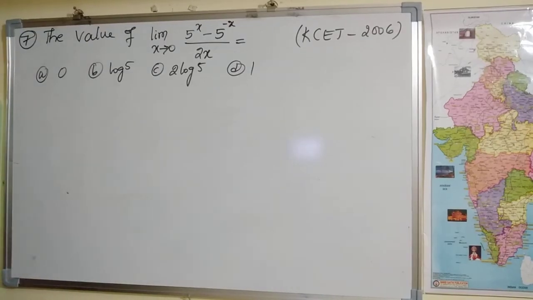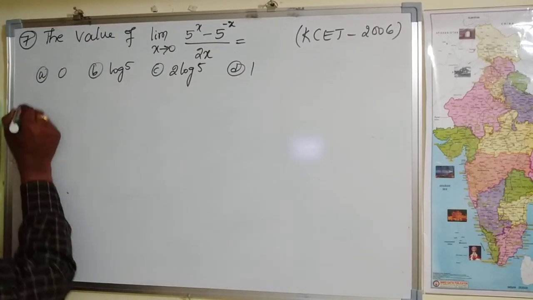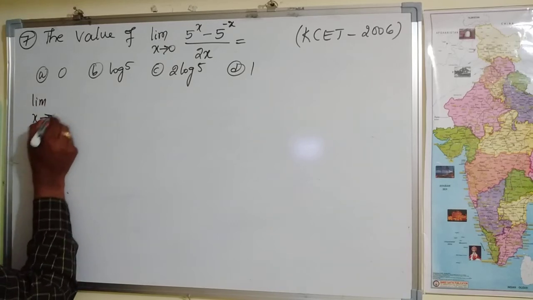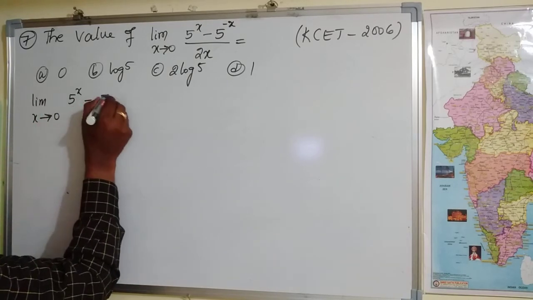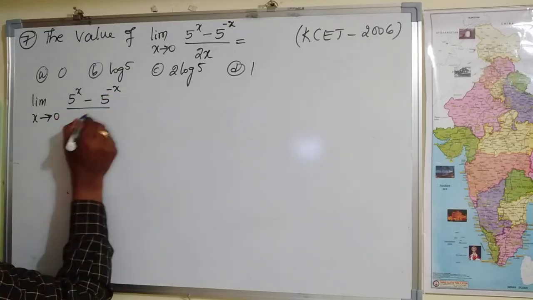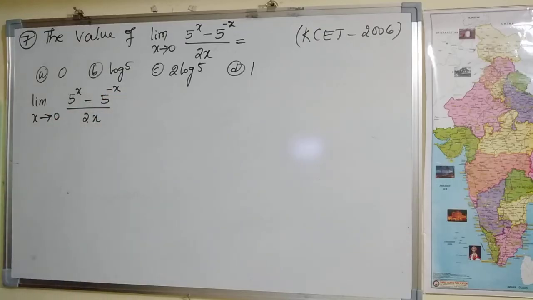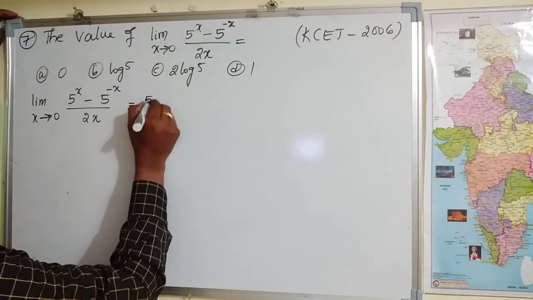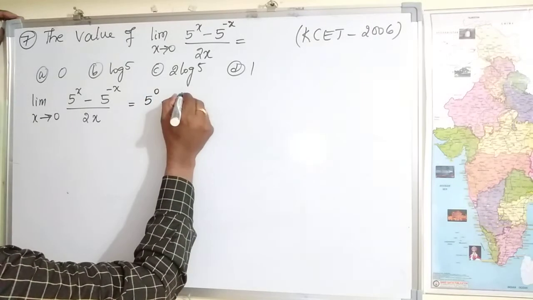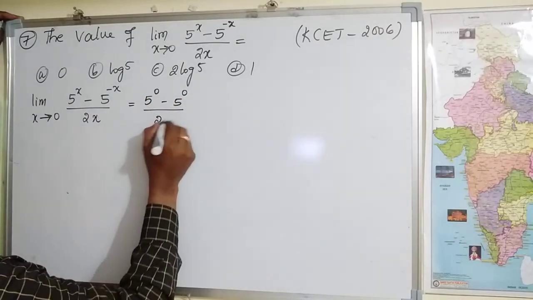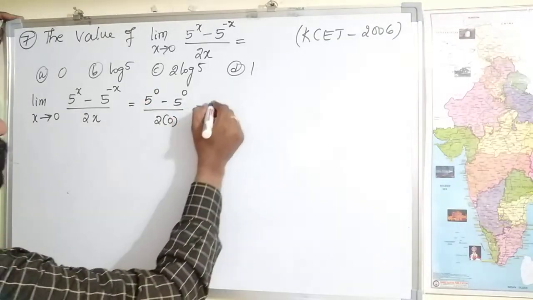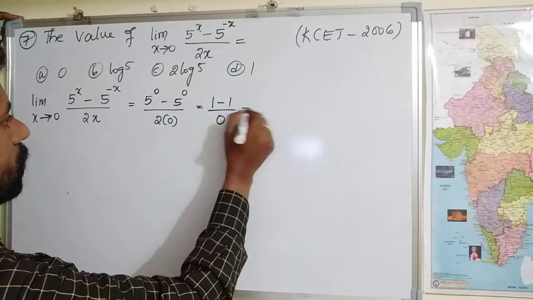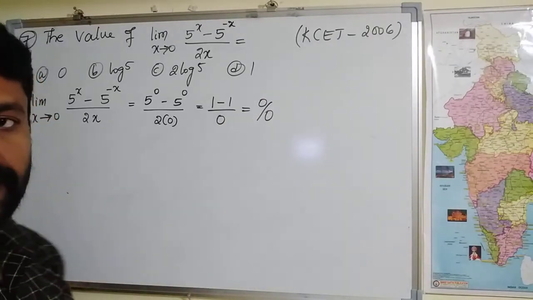See, here we have the example. The value of limit x tends to 0, 5 to the power x minus 5 to the power minus x divided by 2x. Since x approaches to 0, we substitute 0 in the place of x. We get 5 to the power 0 minus 5 to the power minus 0 divided by 2 into 0. See, 5 to the power 0 is 1. 1 minus 1 divided by 0 is 0 by 0 form, means indeterminate form.